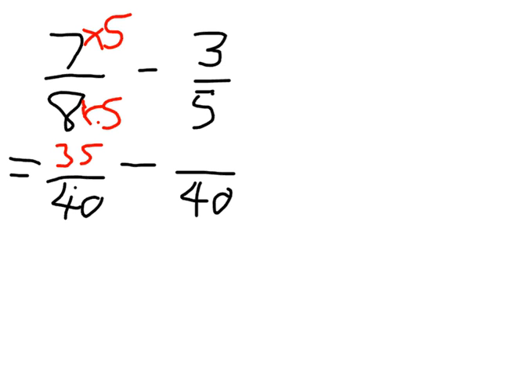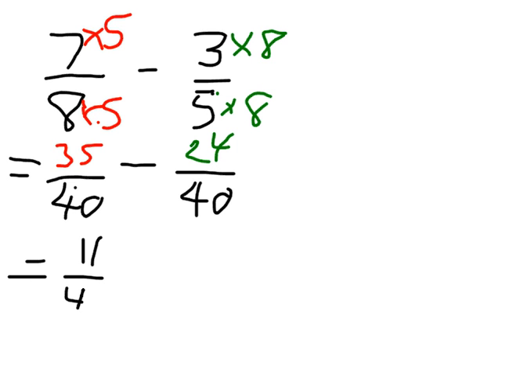And I needed to multiply the 5 times 8. So that's what I multiply the 3 by, and I get 24. And 35 minus 24 is 11 over 40. And then I just check the answer and ask myself, is there a number that goes into both 11 and 40? In this case, there is not, so that is my final answer.